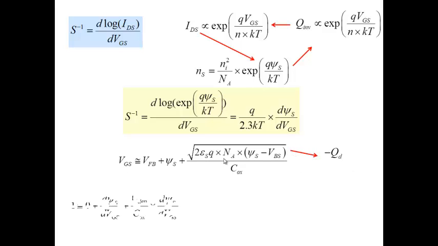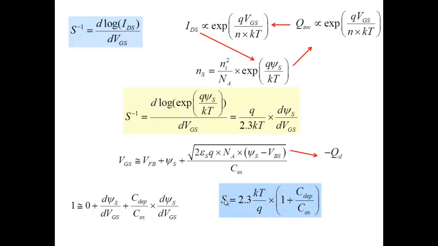This whole thing is depletion charge. If you take its derivative, you get 1, you get 0, you get d psi S by dVGS. Taking the depletion charge's derivative with respect to psi S gives you depletion capacitance by Cox. So you get an expression for d psi S by dVGS from here, and you plug it in, and you get an expression for subthreshold slope, which is 2.3 kT by q times 1 plus C dep by C oxide.